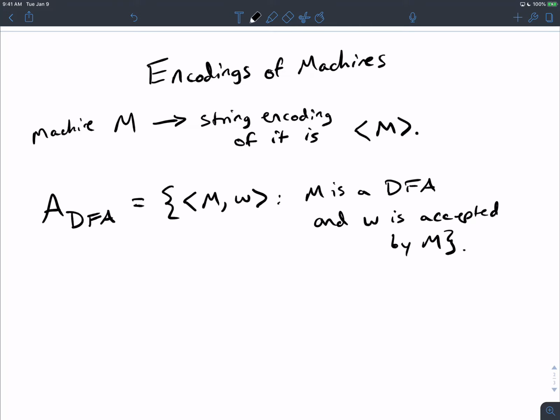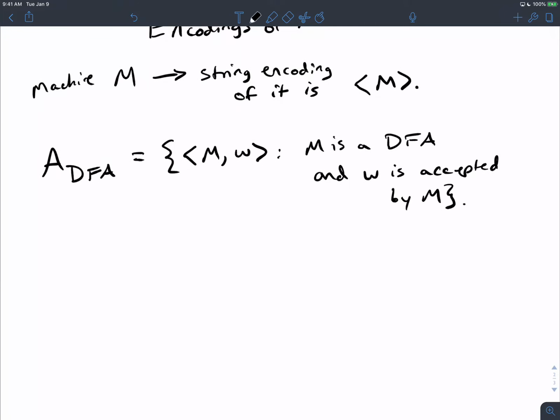Sorry to interject, but note that this actually is a language. Why is it a language? It's a set of strings. So why is it a set of strings? Right, so all of the elements are encodings, which are strings. Okay, fair enough. So what did we talk about with respect to ADFA? What did we find out about ADFA? It was decidable. So that's what we showed last time.